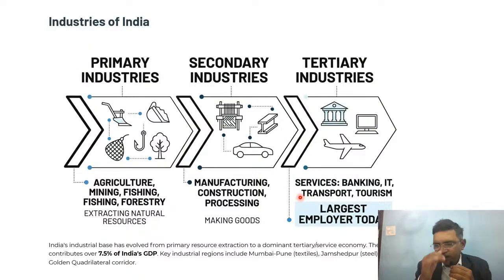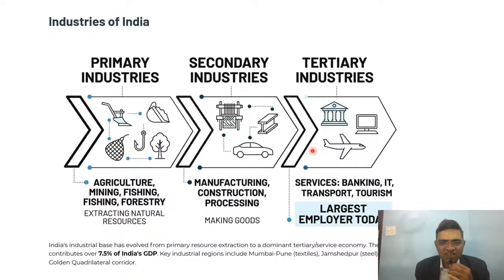So, industries in India. Typically there are three types of industries: primary, secondary, and tertiary. Primary industry means agriculture, mining, fishing, forestry, where we get natural extracts from nature. Then secondary industry: manufacturing, construction, making foods. Then tertiary industry is specifically the service industry, like banking, information technology, transport, tourism.